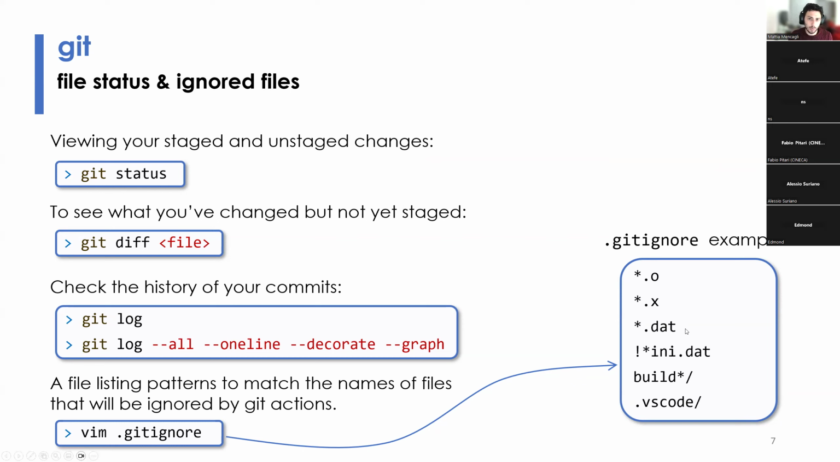But maybe your code uses init files that end in this way. Using the exclamation mark, you avoid ignoring files that end in this way. You can also ignore entire folders like build, for example, where people usually compile the code, or a folder like .vscode if you use an editor that creates a folder inside your repository, like VS Code does.